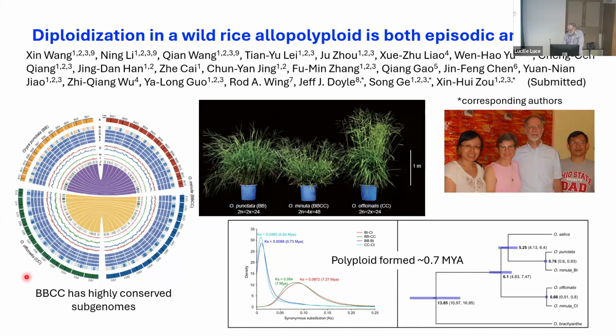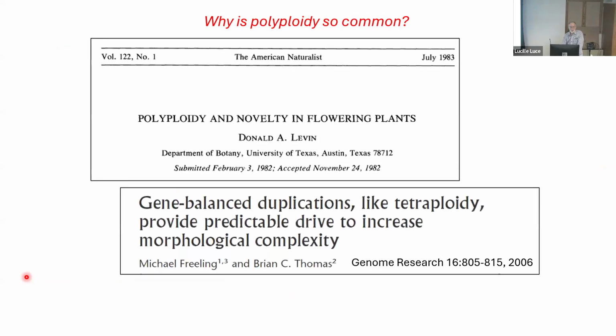So this is a project that I'm not going to say much more about, just to let you know we're working on that. So one of the questions is, why is polyploidy so common across plants particularly?